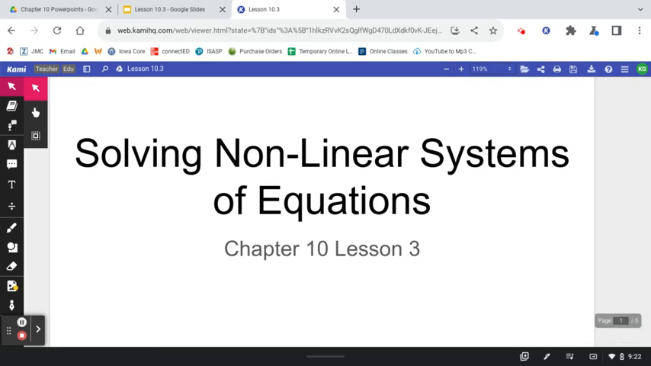Solving Systems of Non-Linear Equations, Chapter 10, Lesson 3.